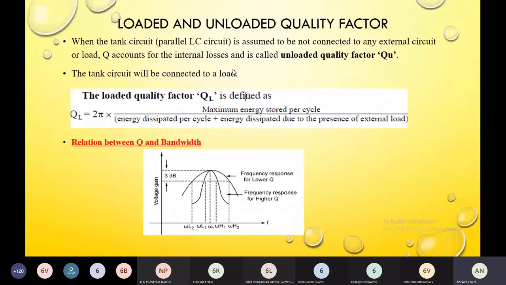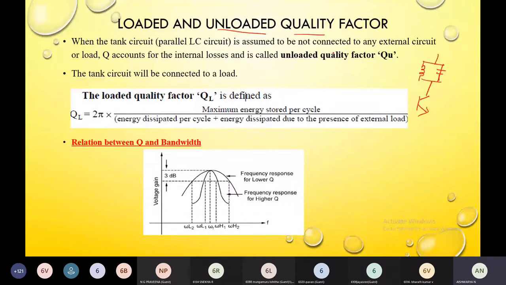And the next topic is loaded quality factor and unloaded quality factor. As I said before, if you have only your tank circuit at the collector part without having an external load, then it is unloaded quality factor. First, you understand the terms loaded and unloaded. Unloaded means you don't have any external load connected at your collector. If you have an external load connected along with your tank circuit, then it is loaded.